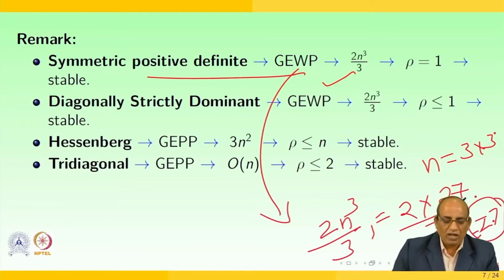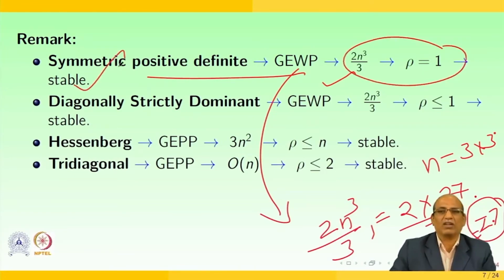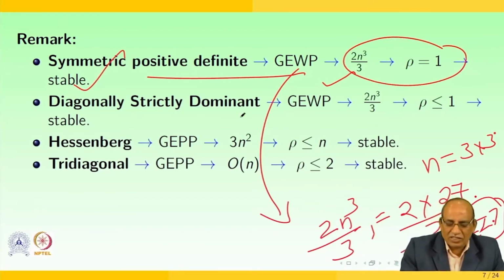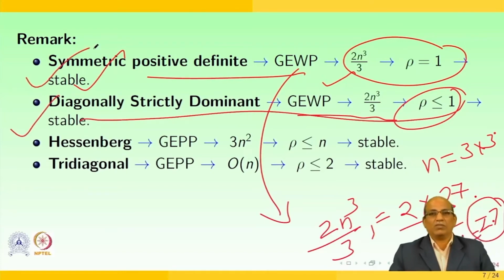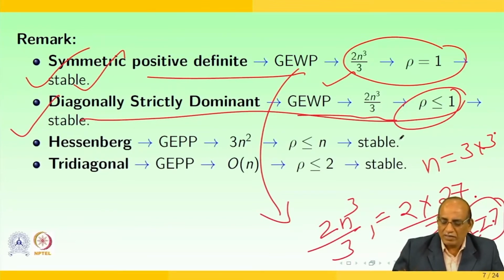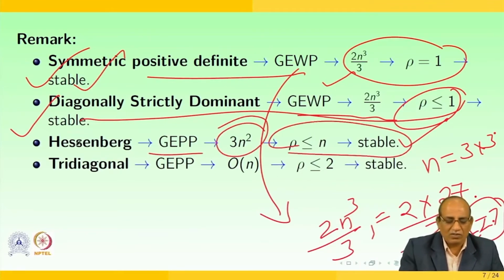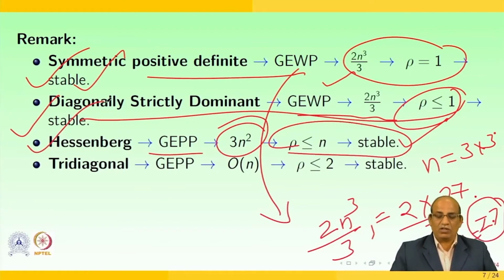So for a symmetric positive definite matrix, rho is equal to 1, and then we can call it a stable algorithm. For a strictly diagonally dominant matrix, it is 2n cube by 3 and rho is less than 1, so in this case also you have a stable algorithm that gives a better result. And for a Hessenberg matrix with Gaussian elimination with partial pivoting, it is 3n square, and rho is less than n.